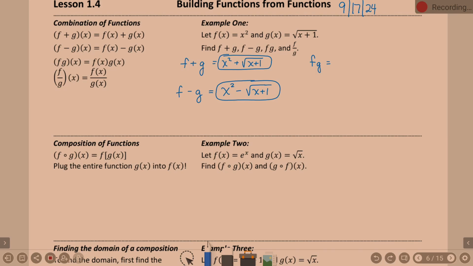fg. Would it just be x squared times the square root of x plus 1? Yeah, x squared, square root of x plus 1. And again, there's nothing to clean up there. We can't take the square root of x plus 1. So we stop there.